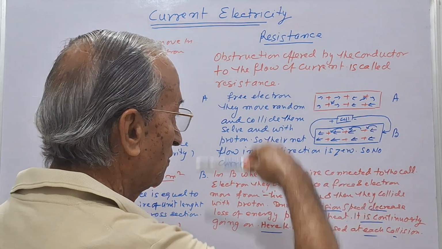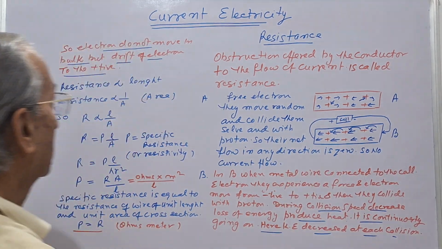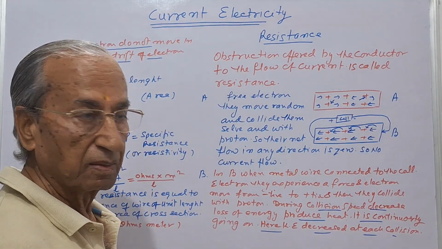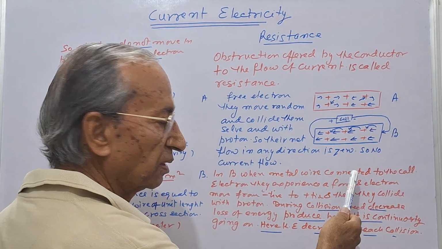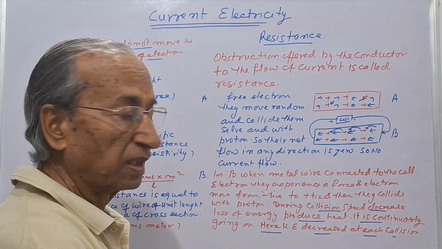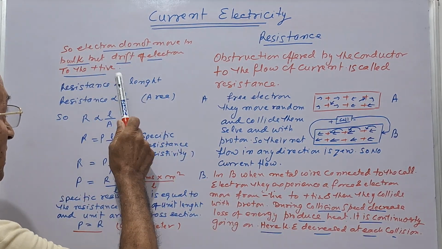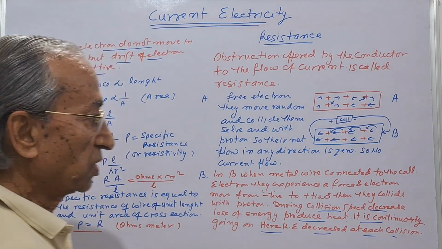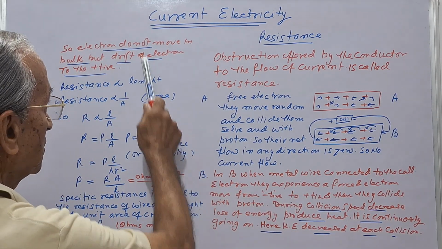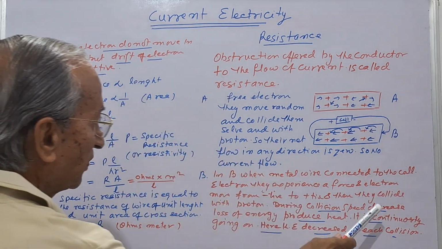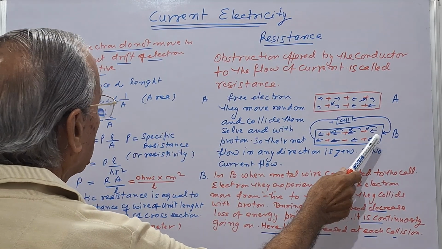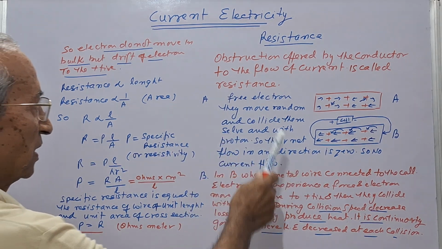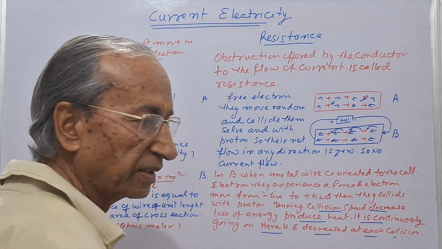But if you see this phenomenon, electrons do not move in bulk. Because there is obstruction in the path, there is no continuous flow. That is, it is not bulk movement, but we say it is the drifting of the electrons toward the positive end. So the electrons do not move in bulk, but drift from negative to positive. This is how resistance, that is the obstruction in the path of the conductor, takes place.